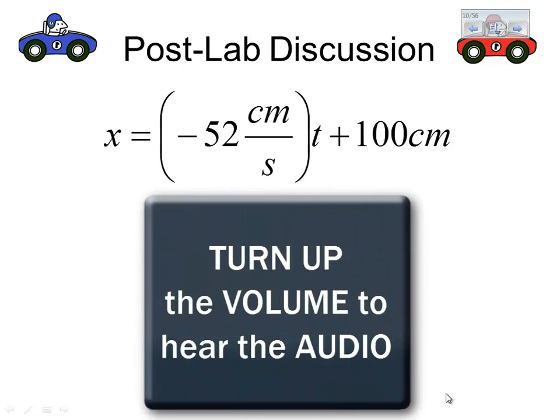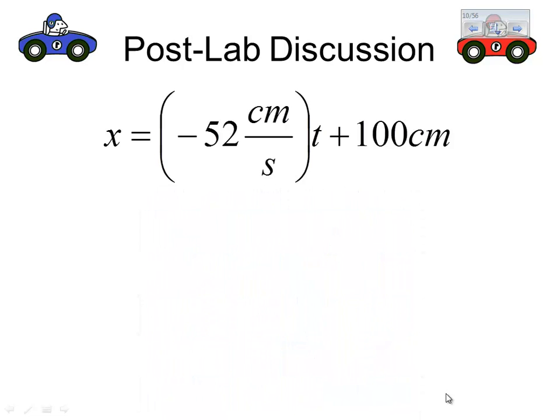Okay, so now that we've decided what the slope represents and what the y-intercept represents, let's take it one step farther. This equation that we have here, x is equal to negative 52 centimeters for each second multiplied by time plus 1 centimeters, is just a hypothetical example of an equation that you would have found in one of your trials, let's say one of the third trials. And remember, x represents position, t represents time.